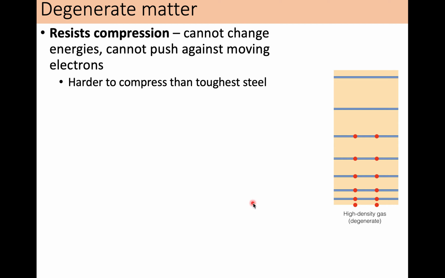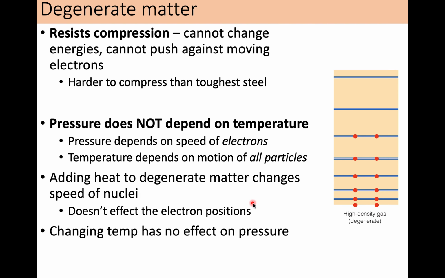It's actually harder to compress degenerate matter than it would be to compress the toughest steel that we've ever had. So this matter now has been compressed so much that it cannot be compressed any further. It fully resists any further compression. So what that means is the properties of this matter shift. Pressure no longer depends on temperature. Pressure will depend on the speed of the electrons. Our electrons aren't moving.